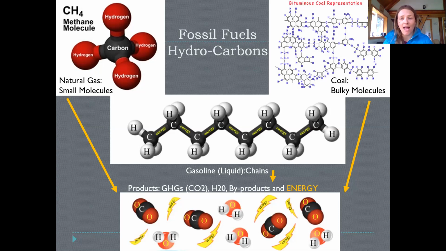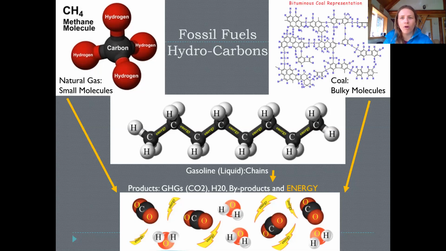a very complex solid. So again, just to review, natural gas is actually a gas. These small molecules are able to easily move around in the atmosphere, whereas the chains are a little heavier. They form liquids near the Earth's surface. Coal is a solid, and it is a bulkier compound. And also, it tends to have more things besides just carbon and hydrogen in it.